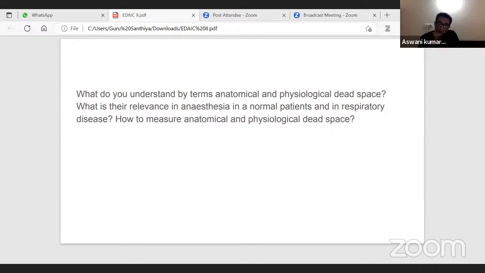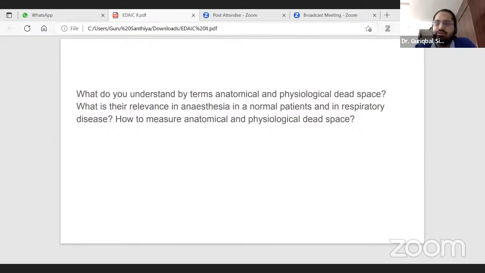And what do you think are the causes for obstructive sleep apnea? It's because of increased redundancy of the pharyngeal wall. Usually the apnea occurs because of pharyngeal airway collapse. And in what kind of patients do you expect obstructive sleep apnea? What should be our target when we do a pre-anesthetic checkup?